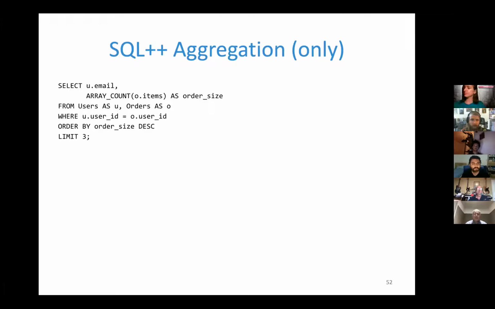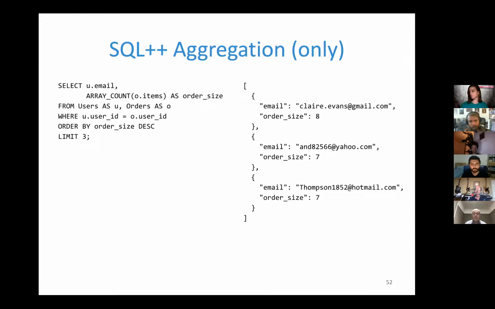And so you see here in this query, we will do our join, and then we will get the email, and we will simply get the array count of the items. The items is a nested set. We just get the array count, and then we have a very nice aggregation of that count, with a simple function call: you pass in an array of items, you count them, and it's all very, very simple. You get a result where you see that Claire Evans had an order of size 8, and you can see the other ones. So this is all very simple.